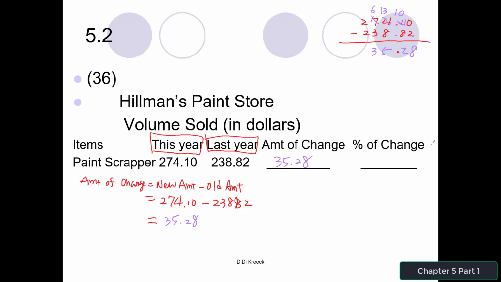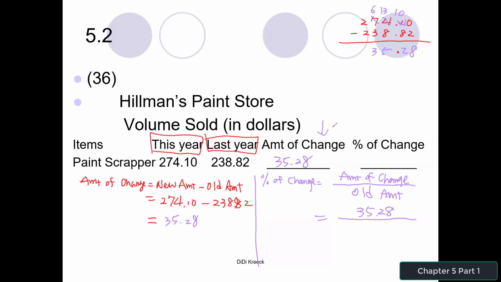Okay, and then to find the percent of change, it will be the amount of change over the old amount, because we are comparing the sales to the previous time. So the amount of change is 35.28, which we just calculated right here, and then divide by the old amount. The old amount is the previous year's sales, 238.82. And I believe in the homework problem instructions, you are required to calculate the percent of change to the nearest tenth of a percent. Okay, nearest tenth of a percent.